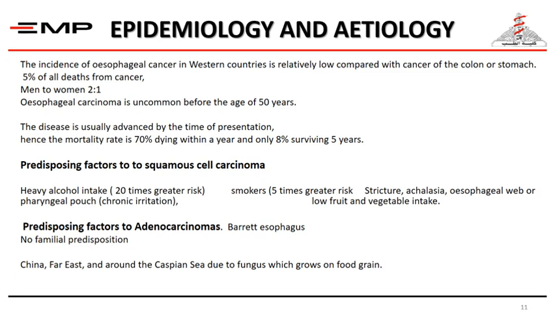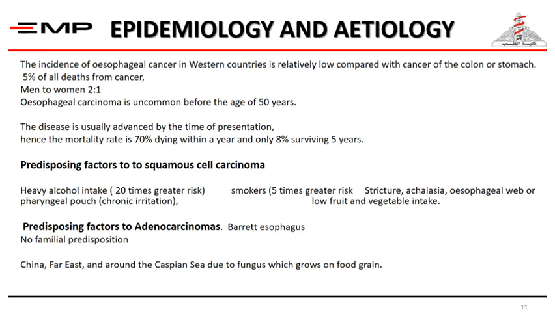8% only survive 5 years. The predisposing factor to squamous cell carcinoma is different from that of adenocarcinoma. For squamous cell carcinoma, heavy alcohol intake and smokers are the main predisposing factors. Others like stricture, achalasia, esophageal web, esophageal diverticuli are rare predisposing factors. For adenocarcinoma, we know the only predisposing factor detected is the Barrett esophagus on top of long-standing reflux.